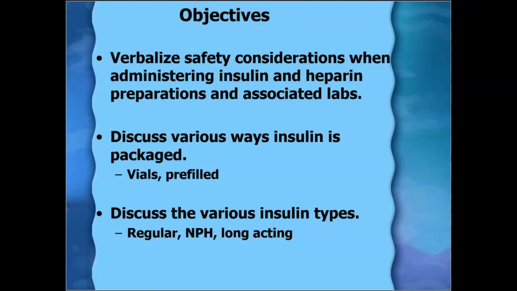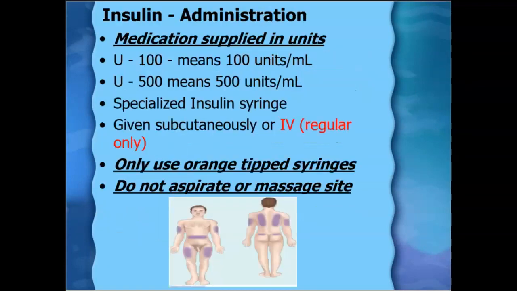Here are learning objectives for this piece of it. Insulin administration is done using very specific syringes for insulin. They are measured utilizing units, and it is done with U100 or U500 syringes, right? So U100 has 100 units per 1 ml, and U500 has 500 units per 1 ml. So you want to make sure you're grabbing the right syringes. And you're only going to give them subcutaneously or IV. And IV is only going to be for regular insulin only, okay?